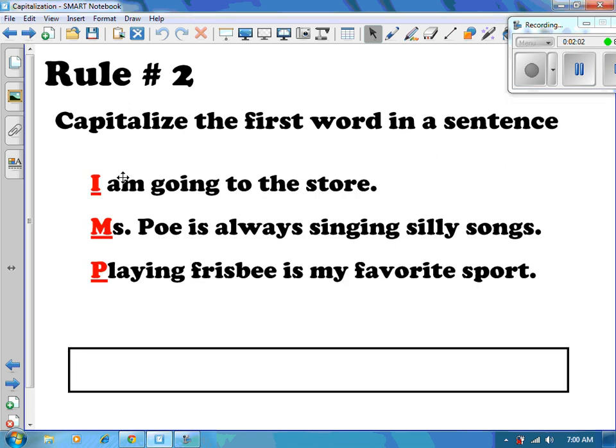Our rule number 2 is to always capitalize the first word in a sentence. Tomorrow, the next lesson that you're going to see is subject and predicate and looking at what makes up a sentence. So after your period or question mark or exclamation mark, you always want to capitalize the first word in the sentence. And those are some examples for you.